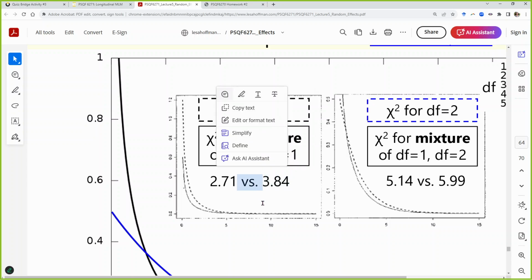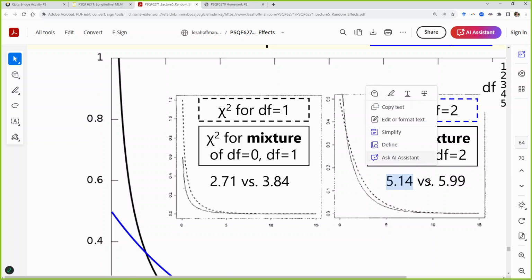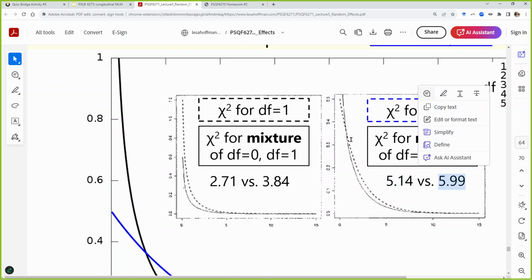Is it accurate to think that the degrees of freedom 0 is in a lot of ways like beta 0, which is like your base? Not in this context. Okay. It's the mixture of when the other half of the distribution would have been used. So like for this one, here's 2. It's a difference of a critical value using a mixture of 1 and 2 degrees of freedom of 5.14 versus 5.99. So it's an even smaller differential.